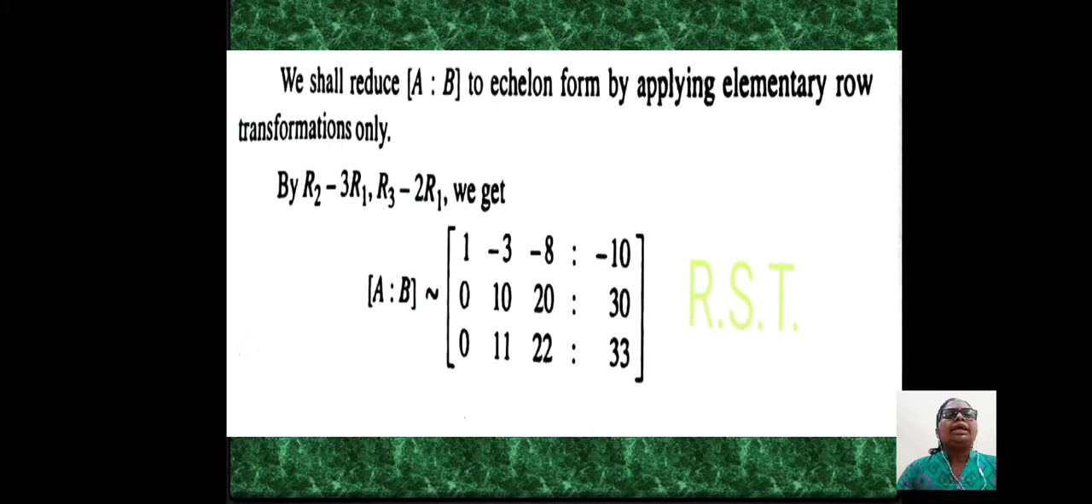Here the leading element is 1. Now we have to make 0, 0 at the a21 and a31 positions, and this is possible by the transformations R2 minus 3R1 and R3 minus 2R1. So we get the augmented matrix [A : B] equivalent to the matrix [1, minus 3, minus 8 : minus 10; 0, 10, 20 : 30; 0, 11, 22 : 33].